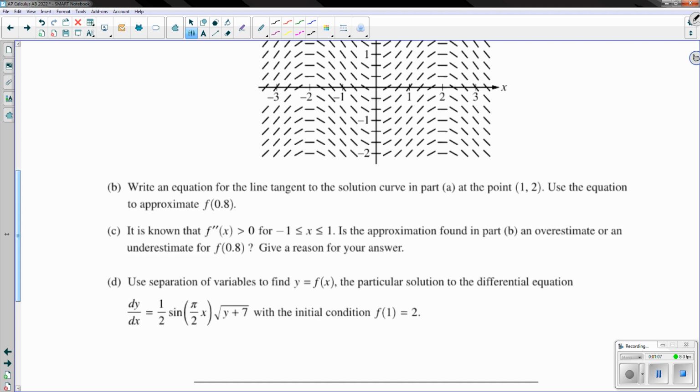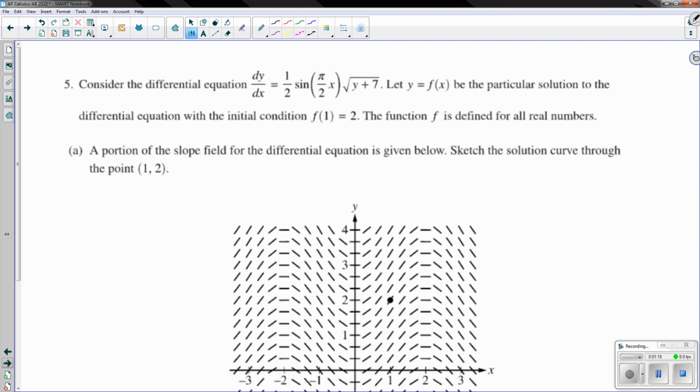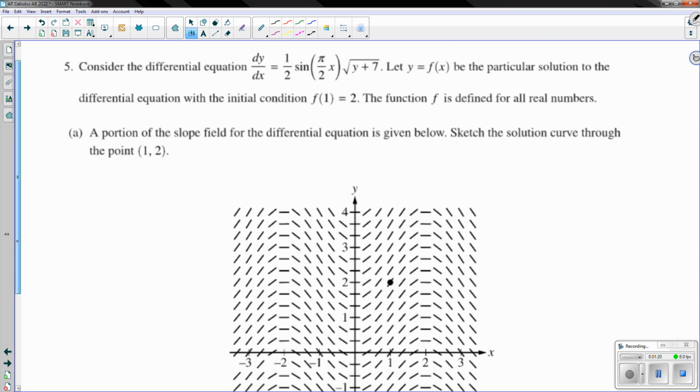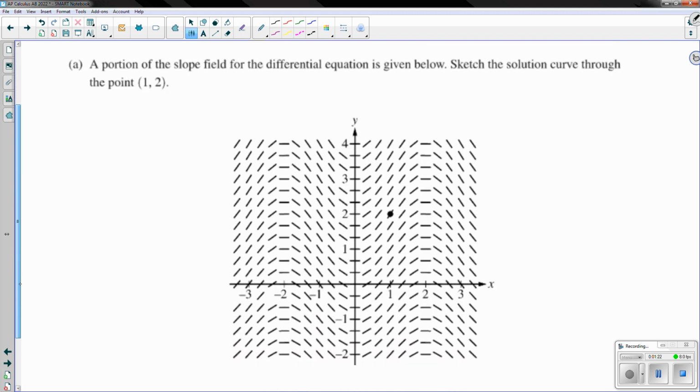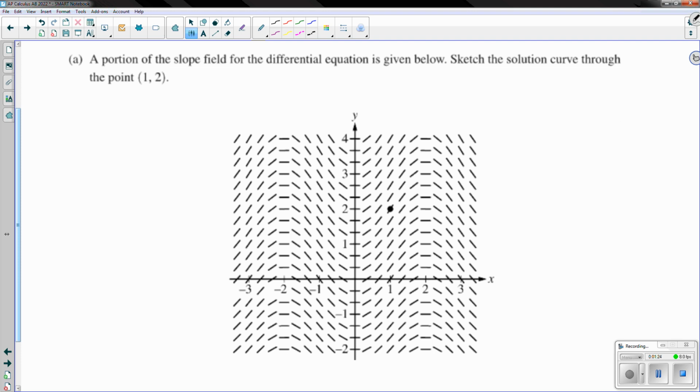If you'd like to pause this video and try A through D on your own and see how you do, not a bad strategy, but what we're going to do is break down each part on each slide that we go through. So let's begin with part A. A portion of the slope field for the differential equation is given below. Sketch the solution curve through the point (1, 2).